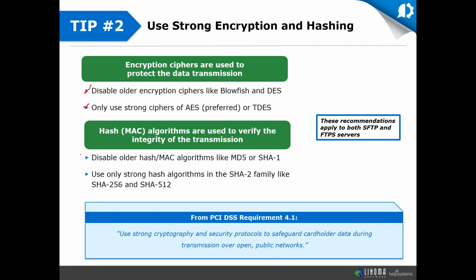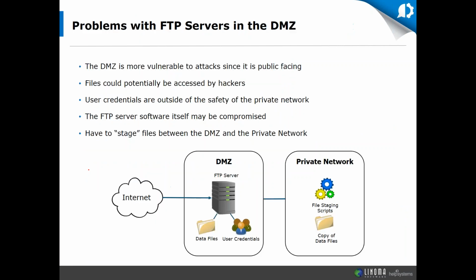Now, hash or MAC algorithms are used to generate checksums of the data packets to verify the integrity of your data transmissions. So you should disable older hash algorithms like MD5 or SHA-1 and only use strong hash algorithms in the SHA-2 family like SHA-256 or SHA-512.